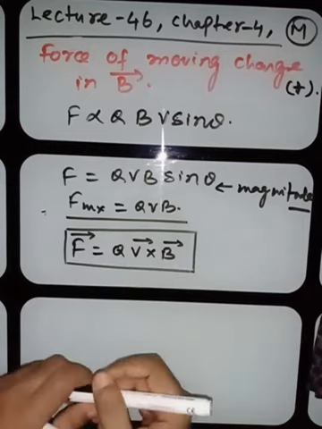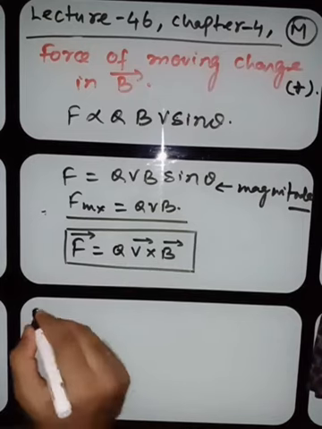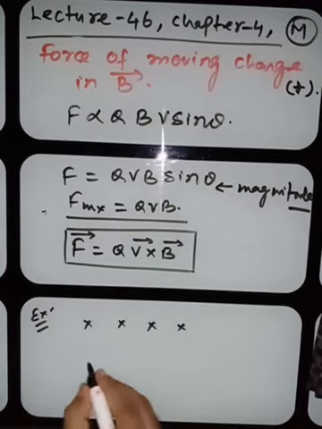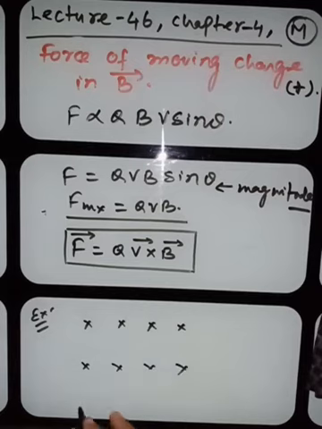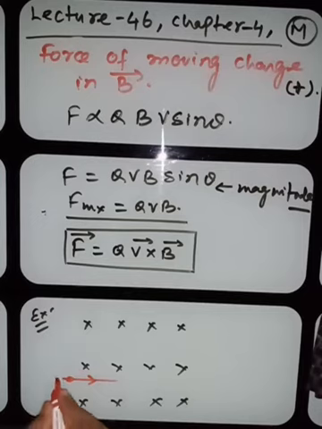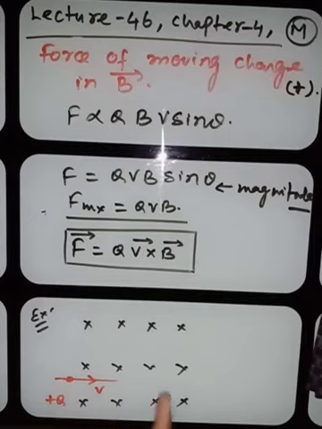Here I am giving you some examples. Suppose this is the direction of the magnetic field, my dear students. A charge enters, a positive charge I'm talking about, a charge enters this way. This is the direction of velocity, plus q. What will be the direction of force? Try to find out the direction of the magnetic field. Can you find out? Yes, it is downward.